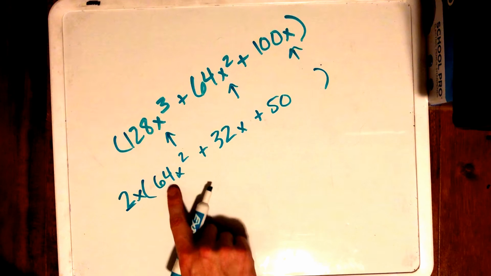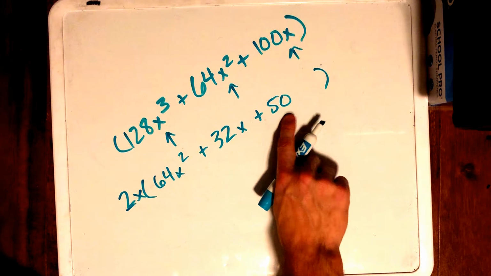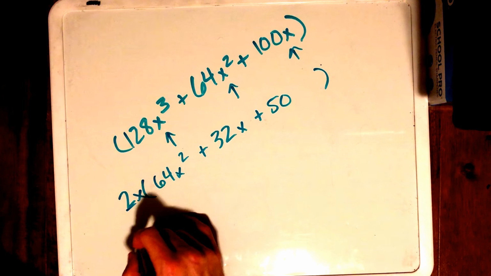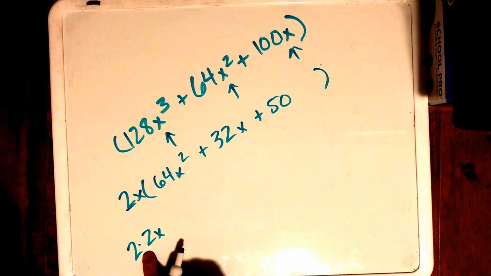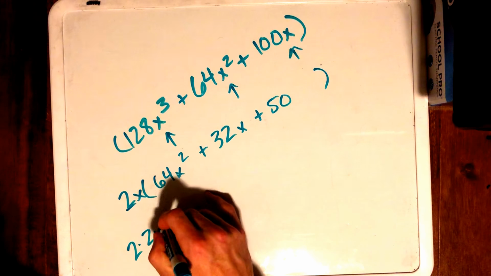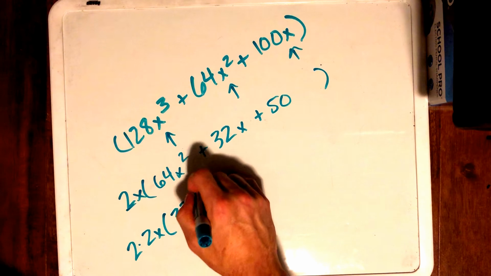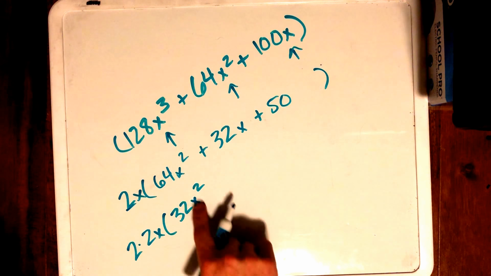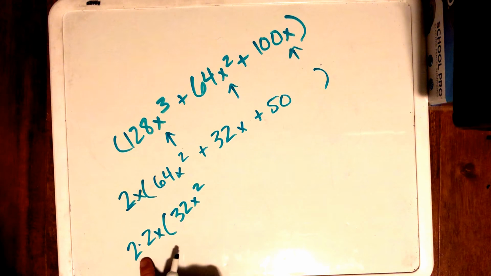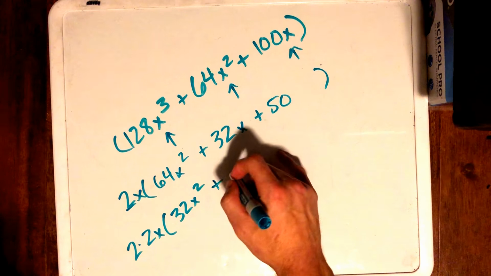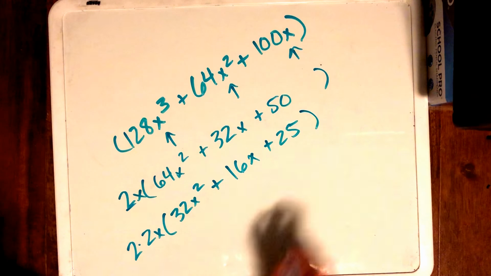Now I see that each of these terms is still even, so I can pull out another 2. We have our 2x that's already pulled out, and now we're going to pull out another 2, which we'll eventually multiply with our 2x. So now I have 32x squared. We didn't pull out another x, so this x squared stays, but we are dividing this 64 by 2 because we pulled out a 2. This 32 gets divided, and we have 16x plus 25.